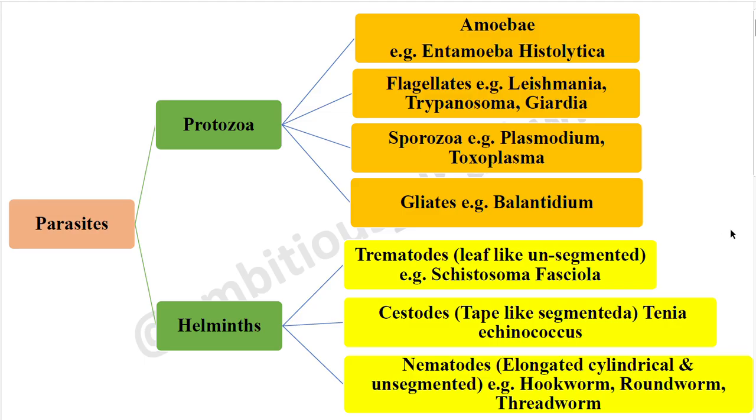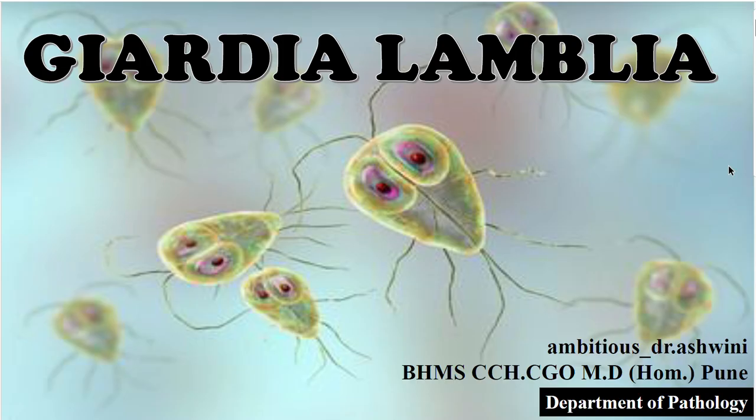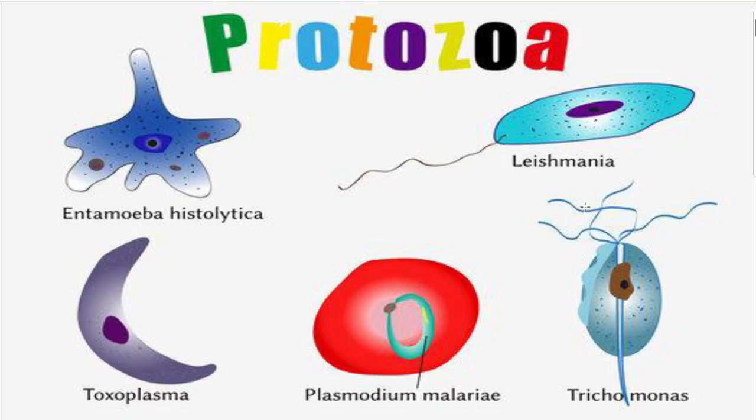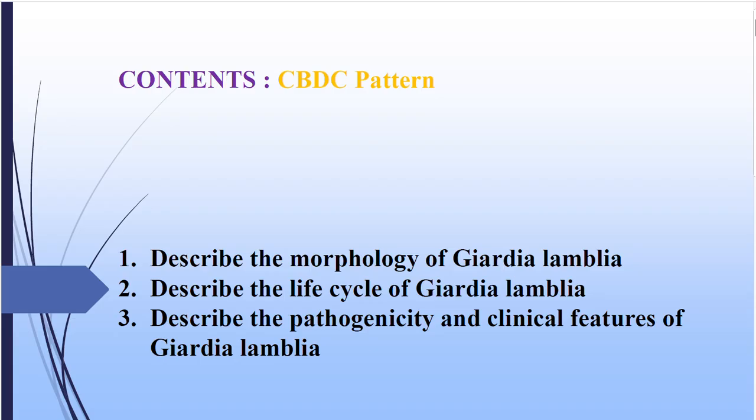And today we will see the protozoa Giardia lamblia. So, we will start one by one. As I described before, parasites are classified into two, protozoa and helminths. Today's protozoa is Giardia lamblia. It comes under flagellates. You can see the flagella present in these protozoa are classified under flagellates. So, Giardia is also classified under flagellates.